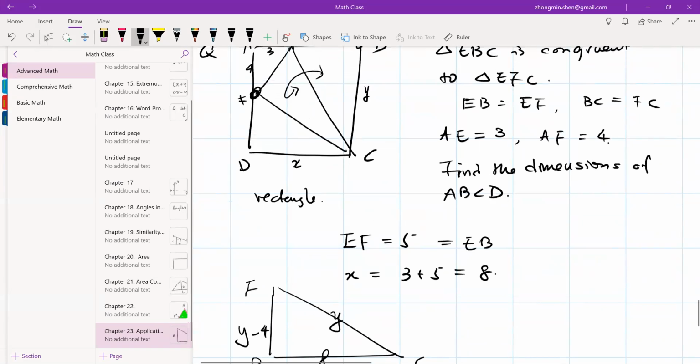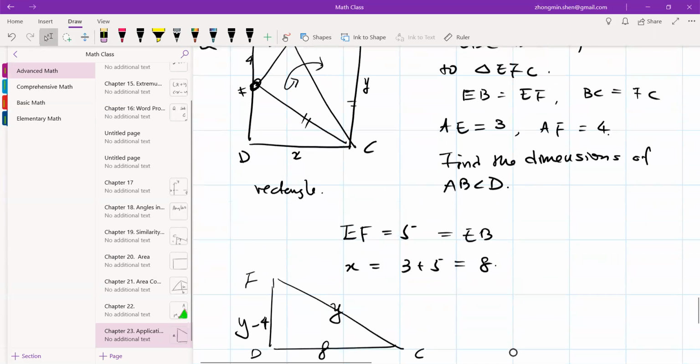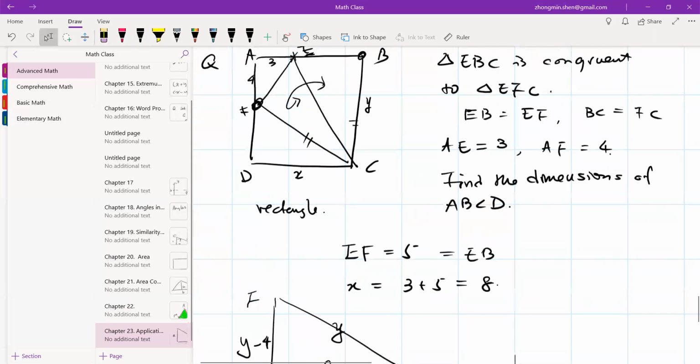Why this side minus y? Because these two sides are equal, right? And this is going to be, look at this, y minus 4. So express each side in terms of y. Find the right triangle. Express each side in terms of y. Then you can solve the problem.